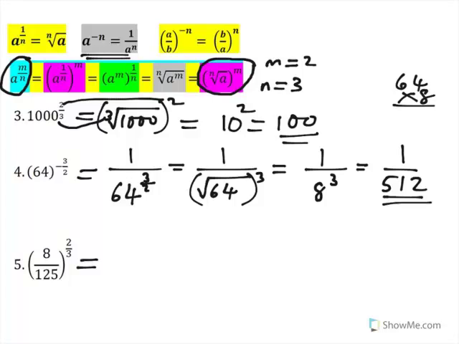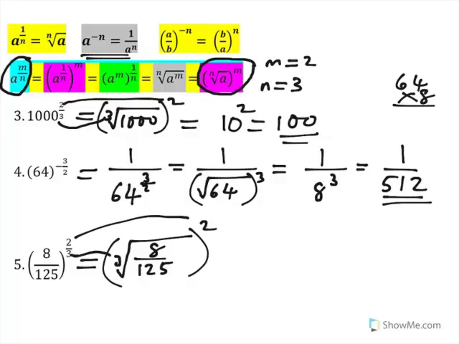So, the denominator of the fraction at the top, the power, is a 3. So that's a cube root. It's the third root of 8 over 125, and the result is then squared. So that 3 there, and that 2 there.